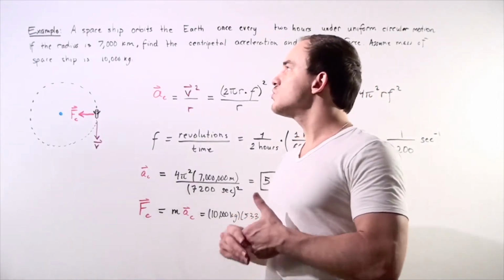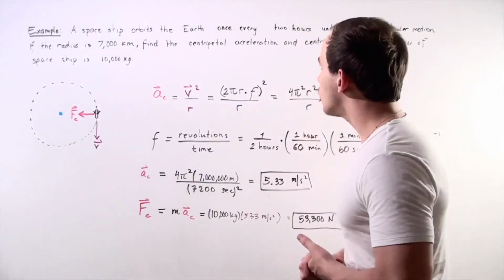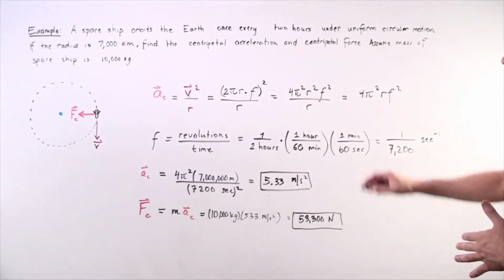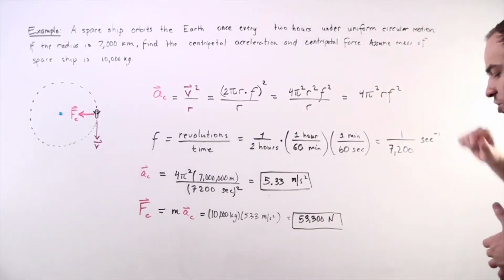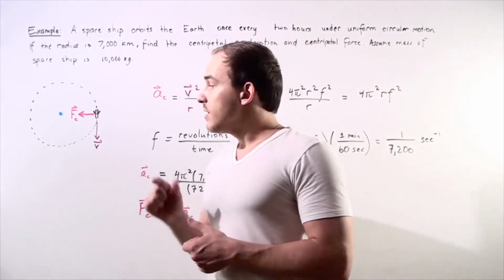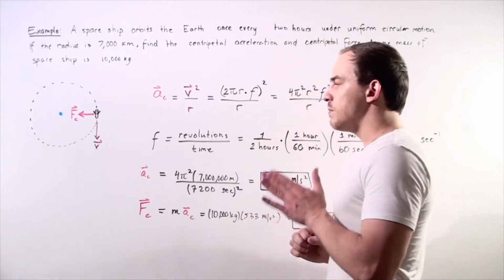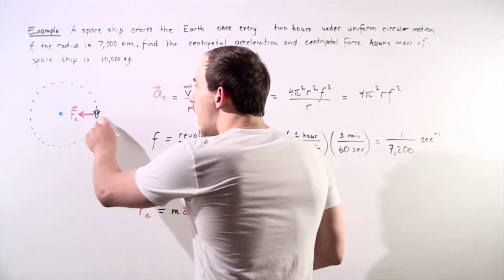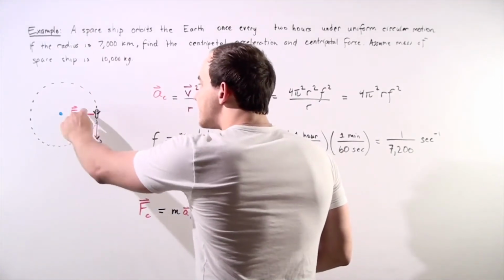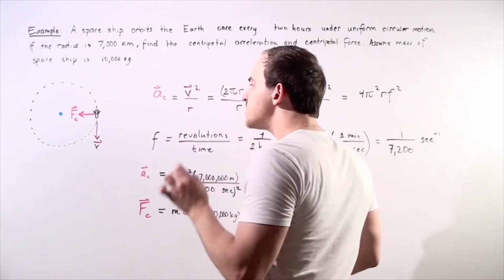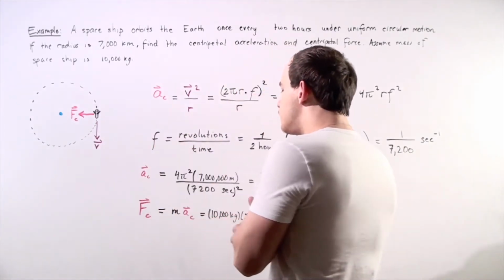So let's suppose that a spaceship orbits the Earth once every 2 hours under uniform circular motion. Uniform circular motion simply means two things. It means A, that the magnitude of velocity remains constant, and B, the net force acting on our spaceship acts at a 90-degree angle with respect to the velocity, with respect to the motion of the object.